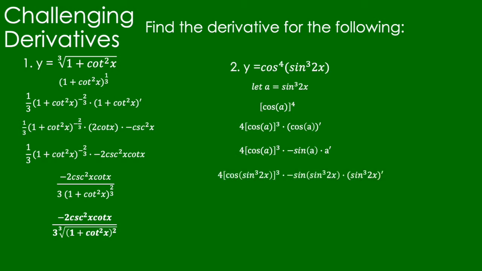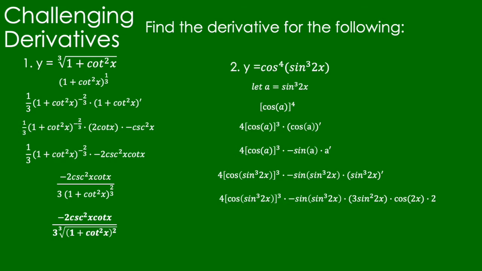Let's substitute a back into sine cubed. And then we see that we need to take the derivative of the last sine cubed all the way to the right. So we'll do that, and we get 3 sine squared times cosine 2x times 2 because of the argument of 2x. Now we'll clean this up, and how we'll do it is we'll multiply the 4 on the outside times the negative 1 times the 3 times the 2 all the way at the end.